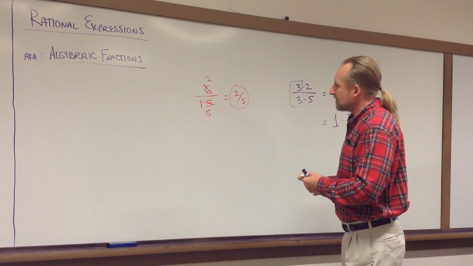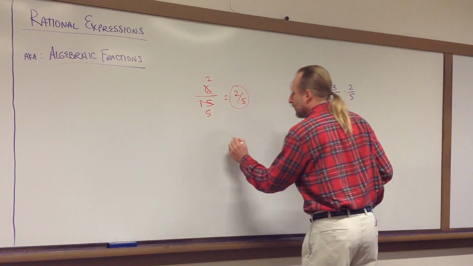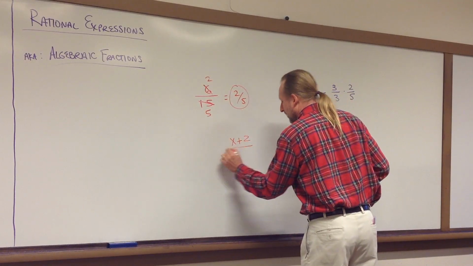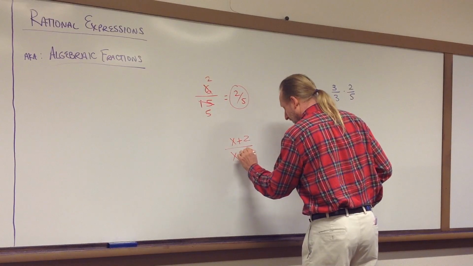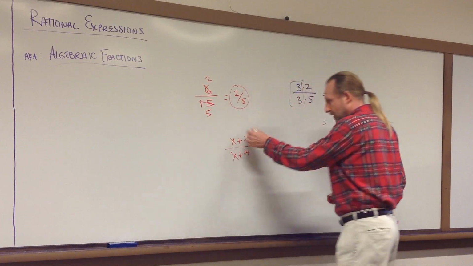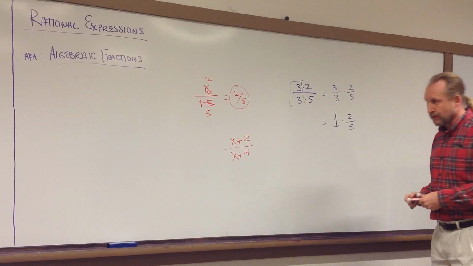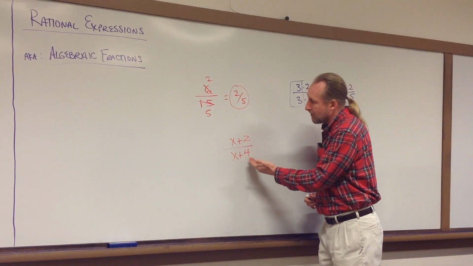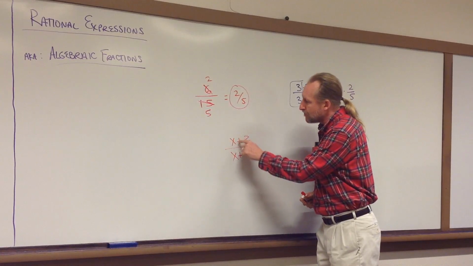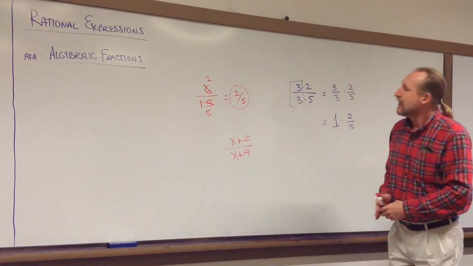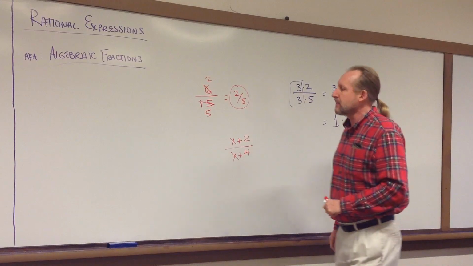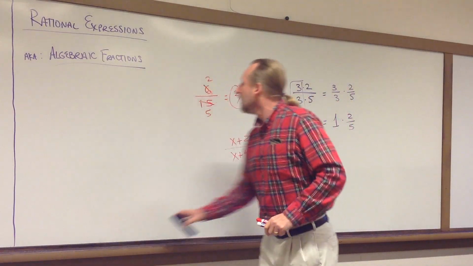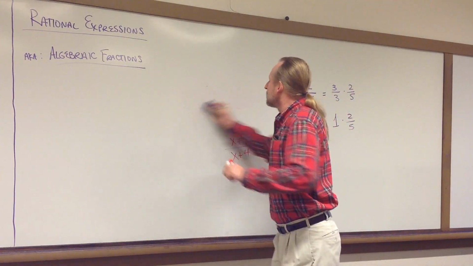One of the most common mistakes people make with an algebraic fraction is they see something like x plus 2 over x plus 4, and they want to cancel the 2 with the 4. But you can't do that because the 2 and the 4 are not factors. They're not being multiplied, they're being added, and so this thing would just stay the way that it is. Okay, so that's a little introduction to this topic.